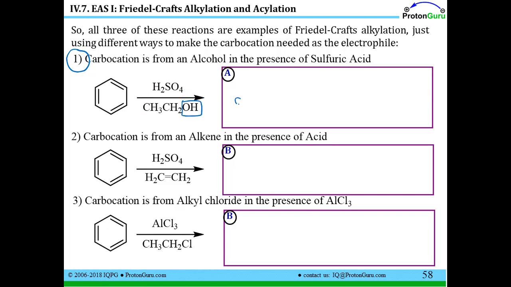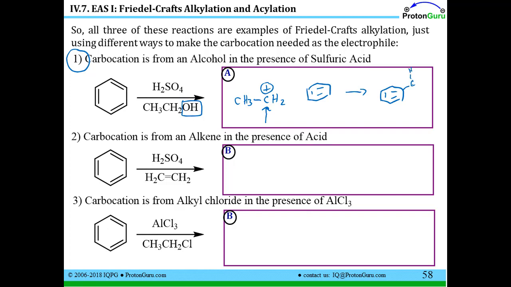So we'd have a CH3CH2 cation. There's no chance for that to rearrange to anything but a primary carbocation, so that will react directly with the benzene in the electrophilic aromatic substitution reaction. And we know that the net result of the electrophilic aromatic substitution reaction is substitution with attachment to the positive carbon.